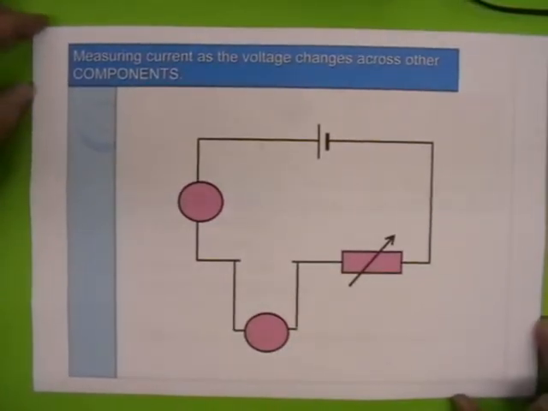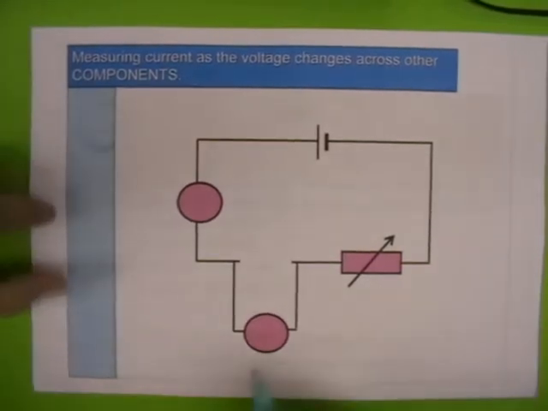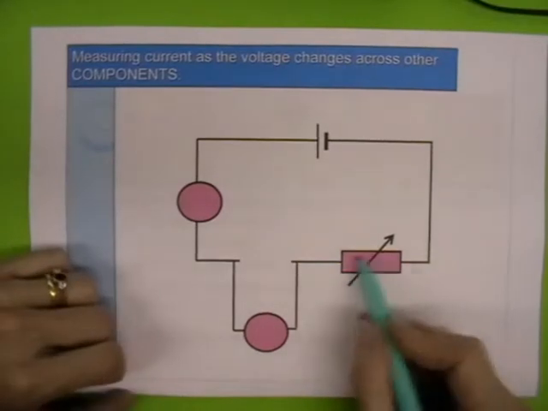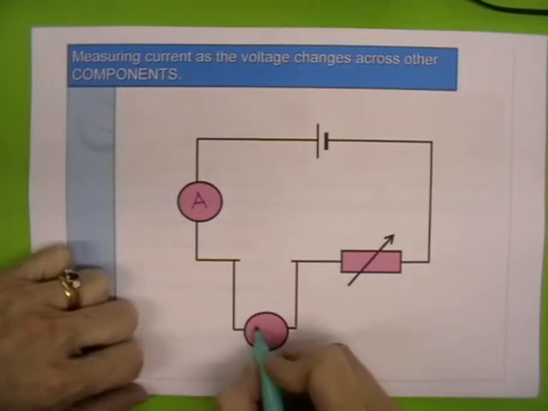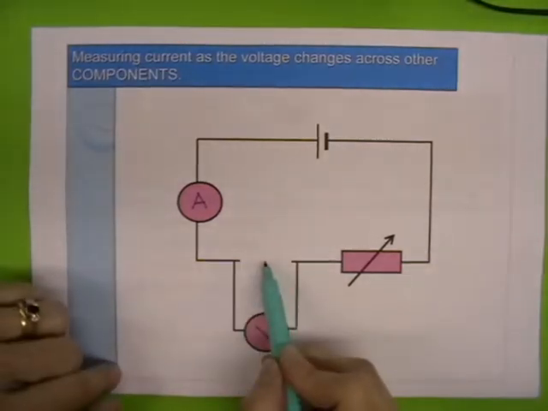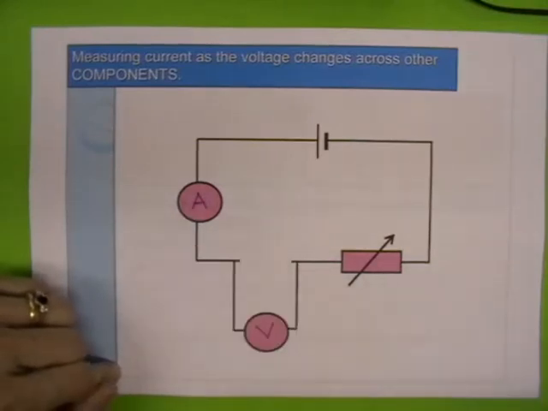Measuring current as the voltage changes across other components. So we can put different components in. So this is our circuit again. The variable resistor is already in here. We know that in series we have our ammeter and in parallel we have our voltmeter. And so you can put your component in there, vary your voltage, measure your current and plot a graph.